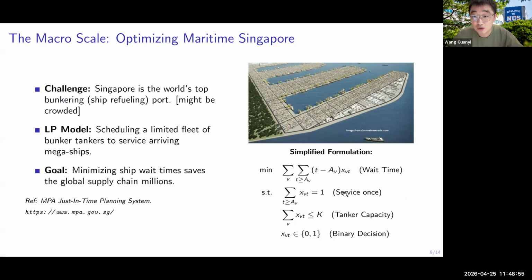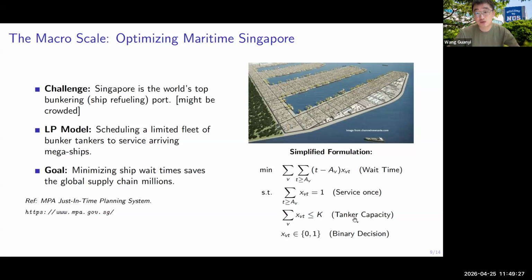The first constraint says that every ship can only be served once. This little t denotes the time point after the arrival time, and the simplified model only assumes that each ship is fueled once. So the summation of them equals 1.